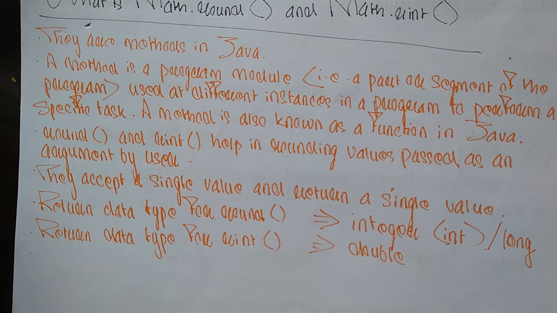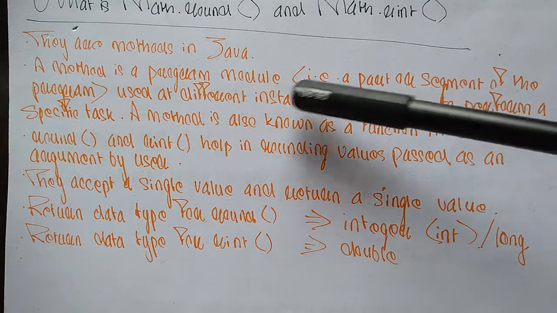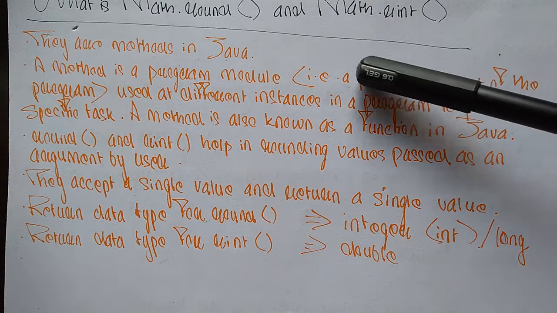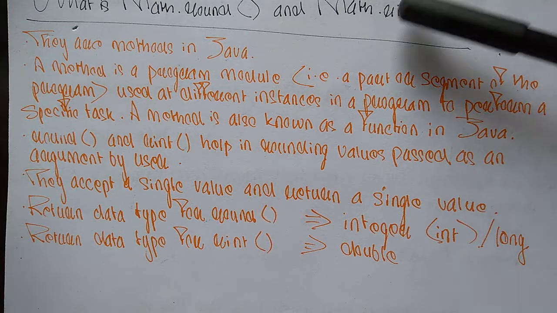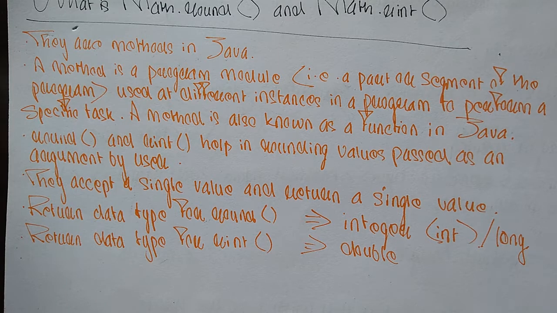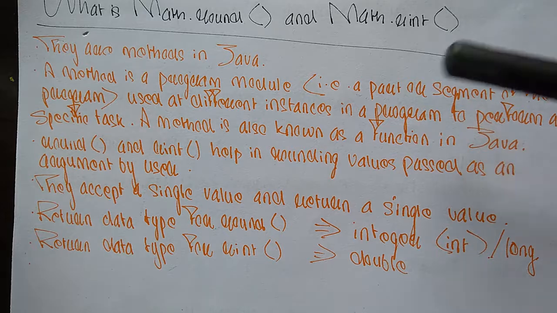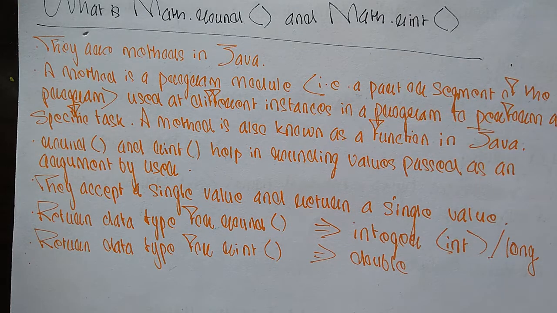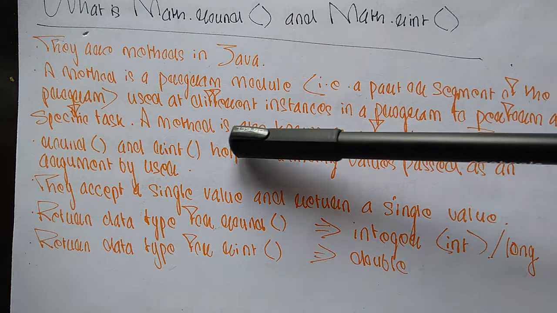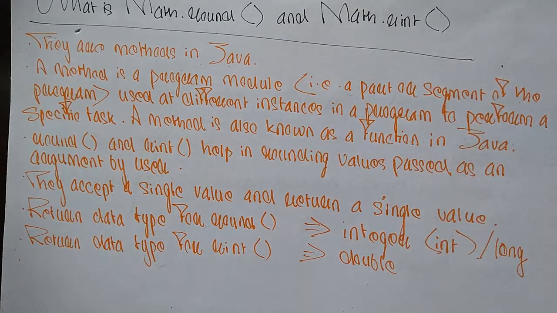They're simply methods, right? A method is a program module used at different instances in a program to perform a specific task. And this is a very complex definition, so I'll explain it very simply. A method lets you do a task. Suppose you wanted to make a cake, so you could write in a computer language, please make a cake. And that you call a method in computer programming. And methods and functions are the same thing.